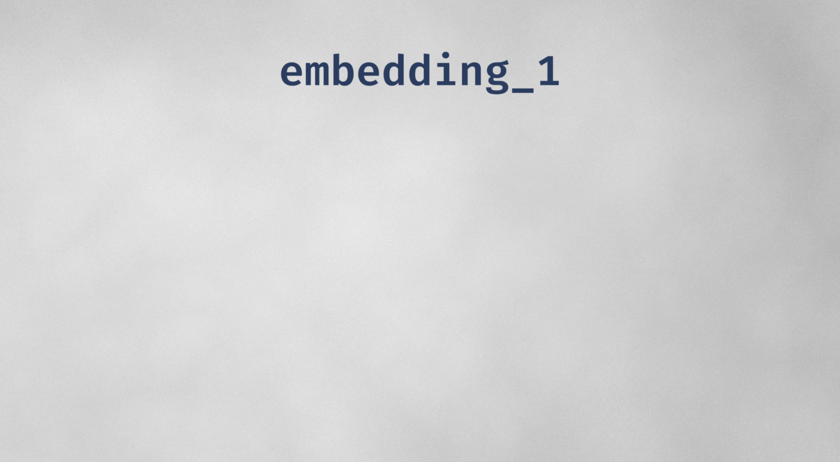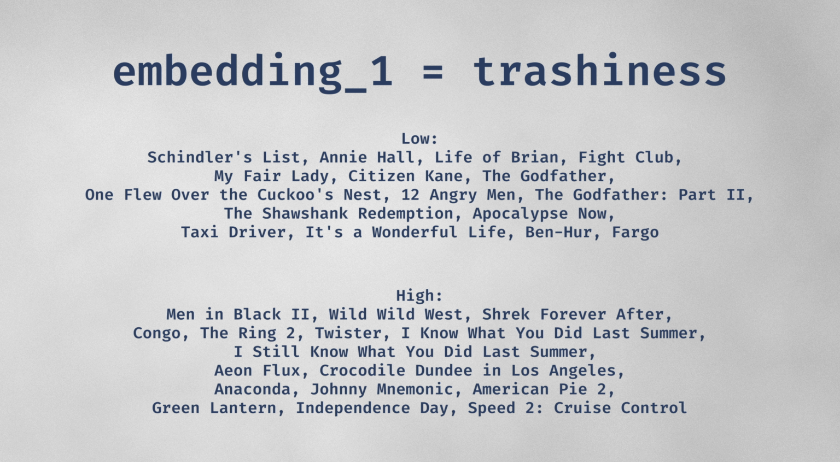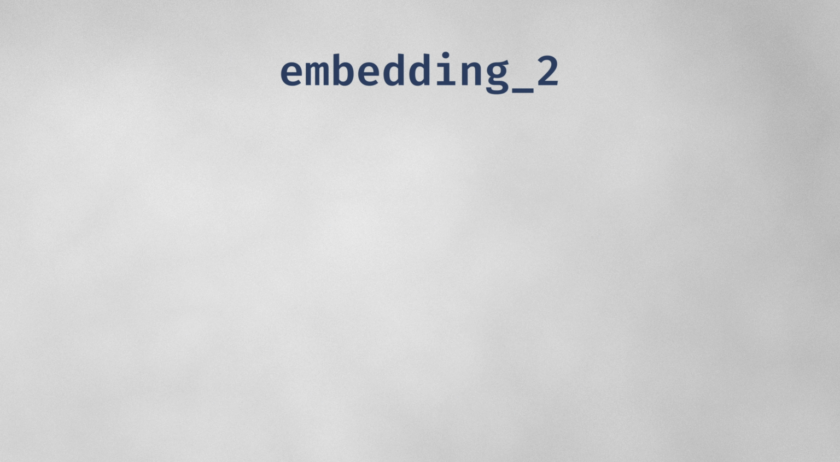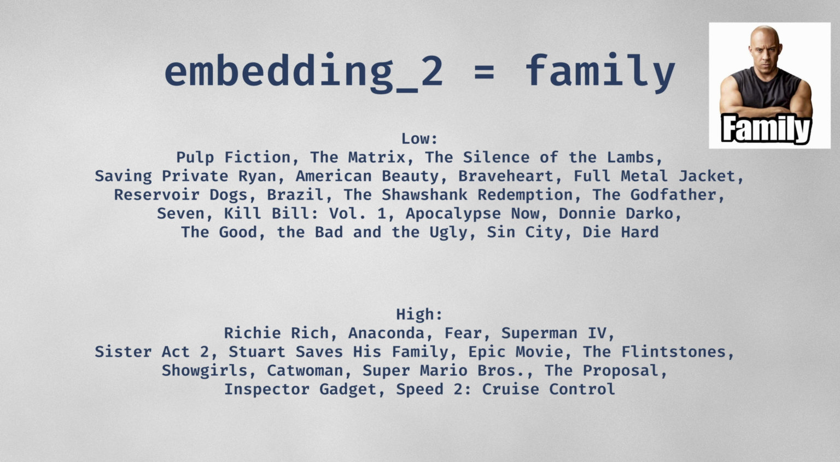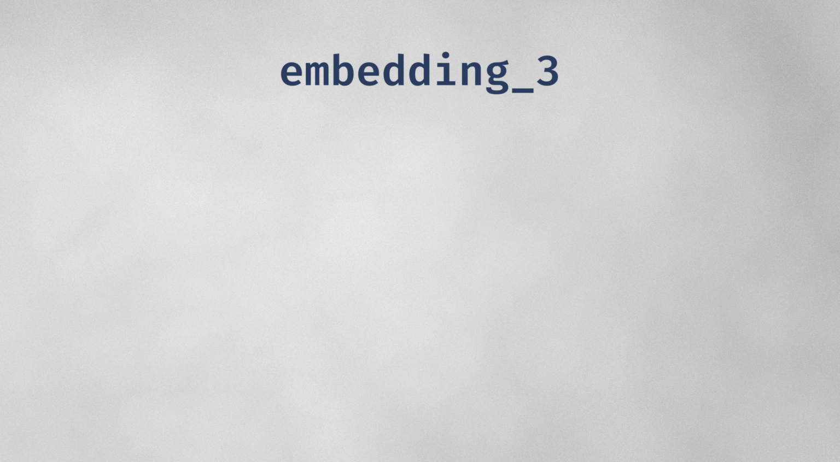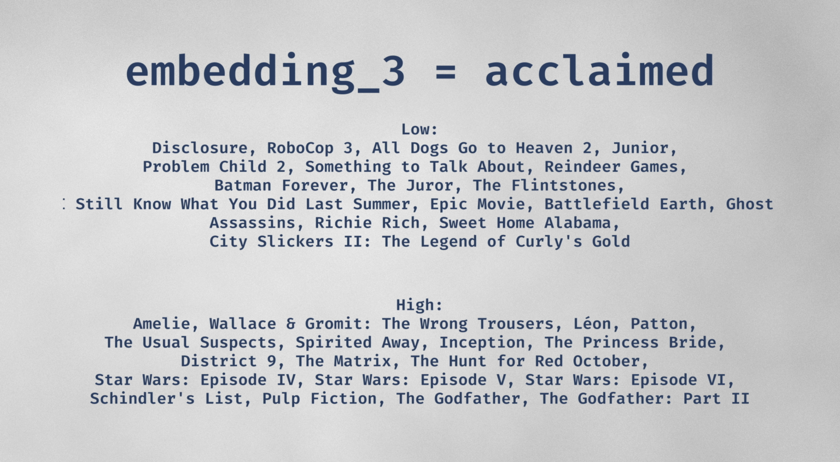So if we take the first embedding dimension, the movies with a low value are all cult classic films, whereas those with a high value are all kind of trash. There's a lot of Will Smith movies here. So embedding 1 might correspond to trashiness. Looking at embedding 2, movies with a low value tend to be more adult or higher age rating films, whereas those with a high value are more family-friendly movies. So embedding 2 corresponds to family friendliness. And similarly for embedding 3, a high value here seems to correspond to critically acclaimed films.